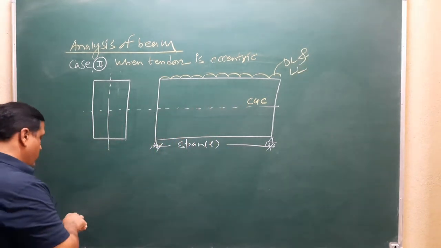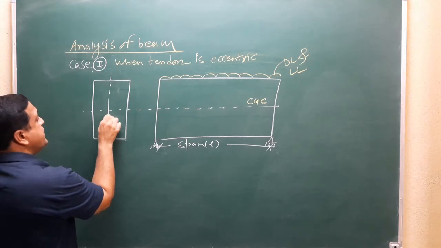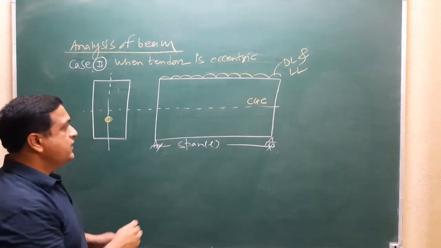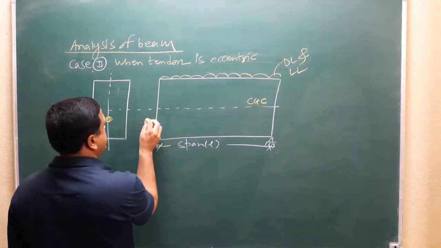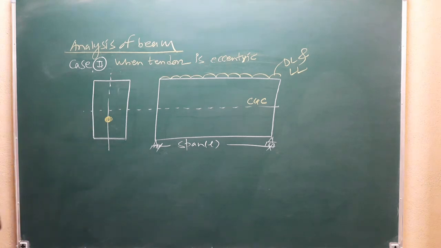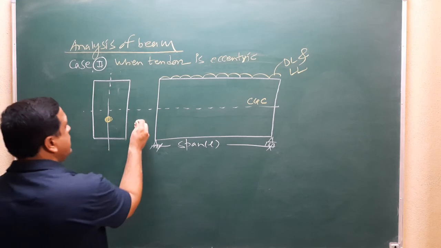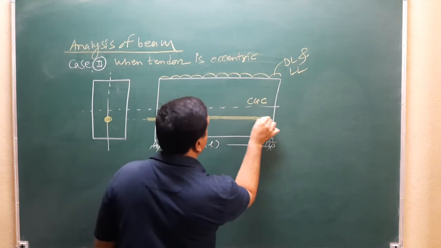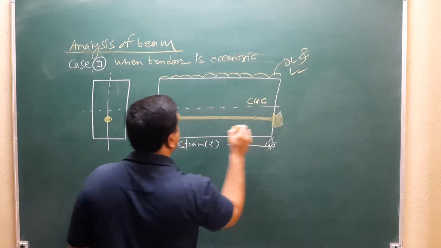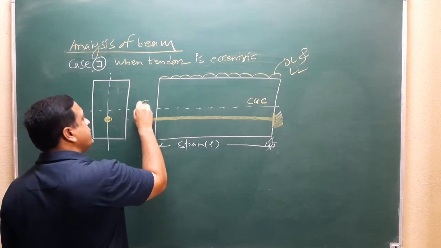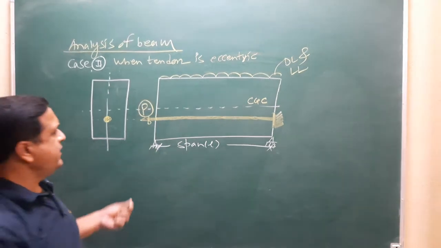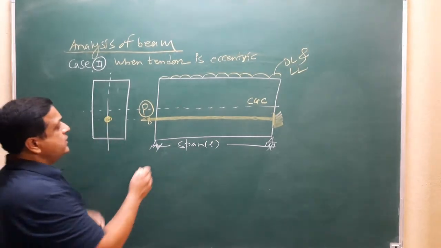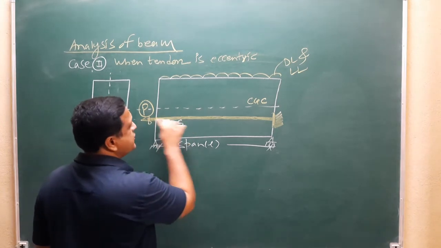Now the prestressing force cable is just below the CG of concrete. I will show it like this. So now this is the cable. You have to fix it on one side and provide the prestressing force on this side. You can stretch it on both sides also. Now this is the CG of steel.